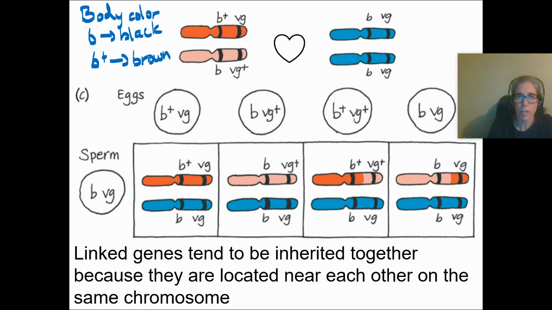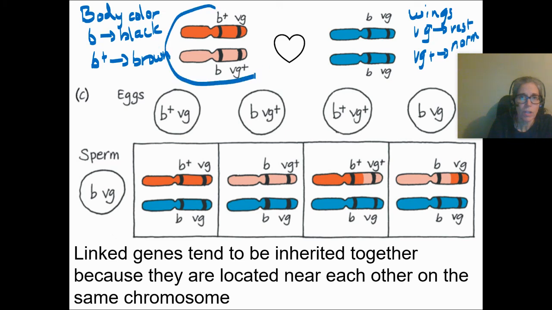So that's one trait, but we're interested in this other trait. Notice that the B plus, or the B and the VG, are very close together on the same chromosome, or pretty close. So we're also looking at wings. That's our other trait. So this is going to be a dihybrid cross. And the wings can either be VG or VG plus. So notice that there's two letters, but it means one allele. So the VG would be for vestigial wings, which means tiny little short wings that don't do much, and VG plus would be normal wings. So the normal wings are like the dominant one.